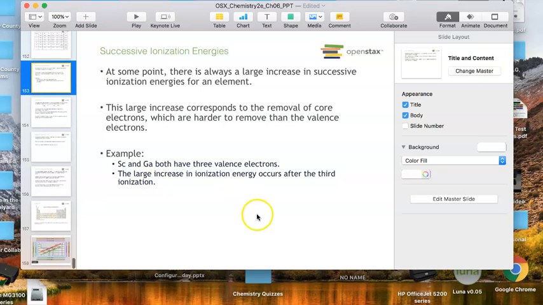At some point, there is always a large increase in successive ionization energy for an element. This large increase corresponds to the removal of core electrons, which are harder to remove than valence electrons. An example: scandium and gallium both have 3 valence electrons. The large increase in ionization energy occurs after the third ionization energy. And that's true for sodium. The second ionization energy will be removing a core electron. For magnesium, the third ionization energy will be removing a core electron, and so on.